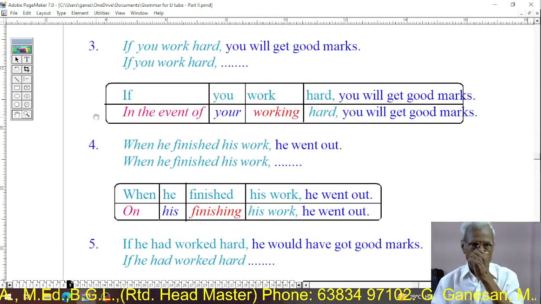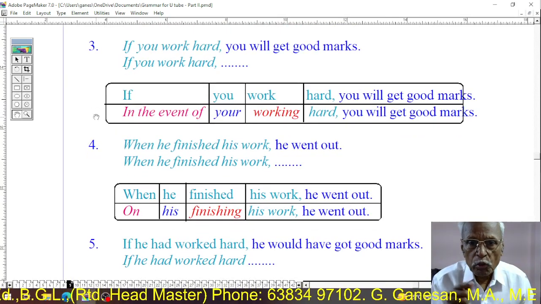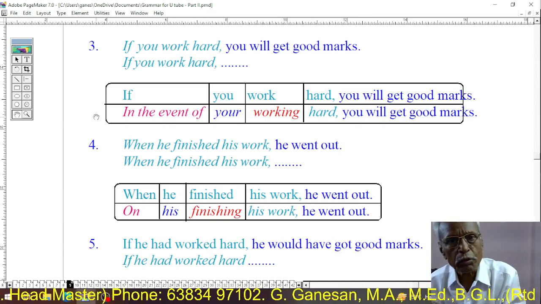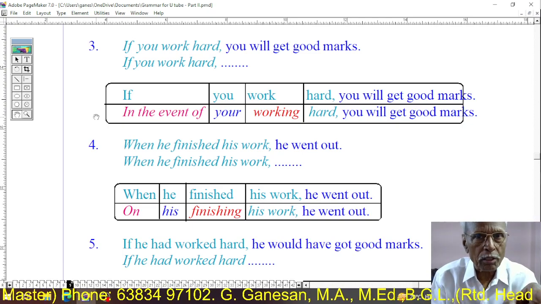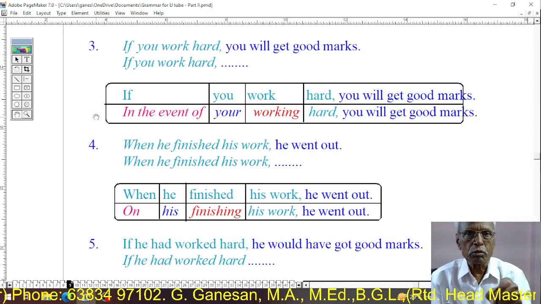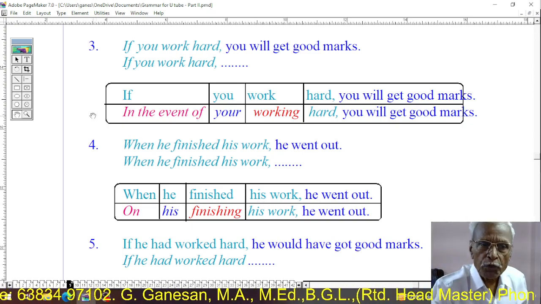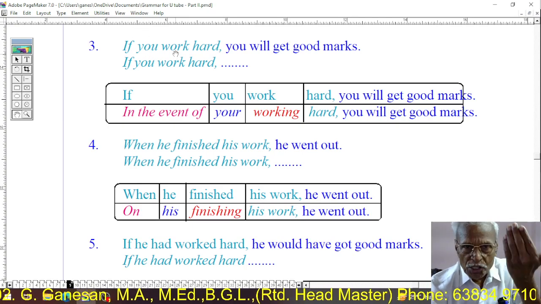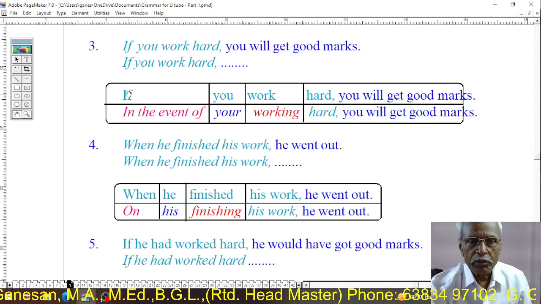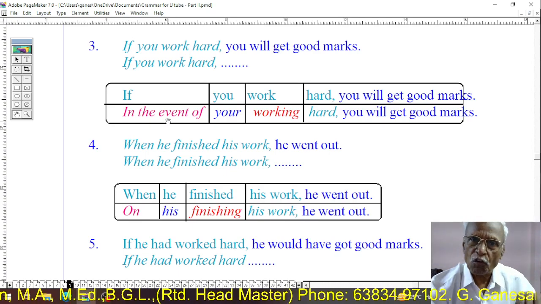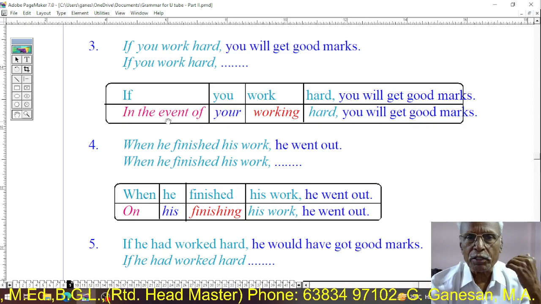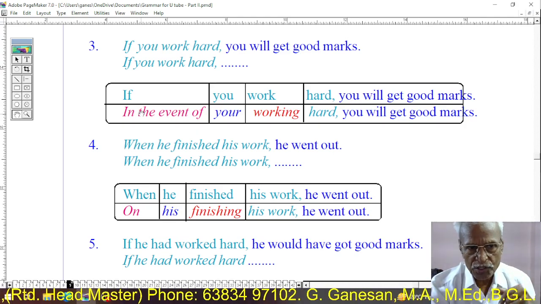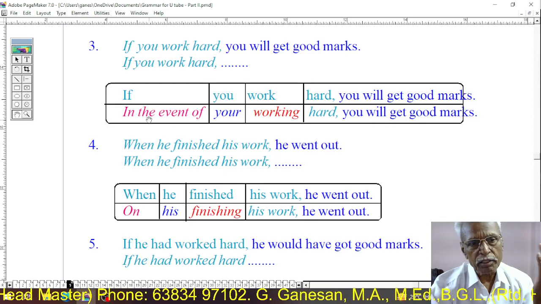The third example. If you work hard, you will get good marks. You should work hard, then only you can get good marks. If you work hard, condition. Here, "if you work hard" is the subordinate clause. We have to change it into a phrase. The phrase for "if" is "in the event of" or "in case of". If is a conjunction, a complex conjunction. Its phrase is "in the event of" or "in case of".